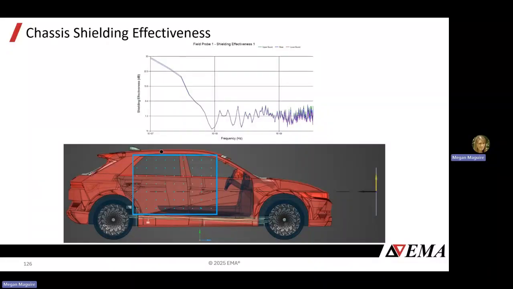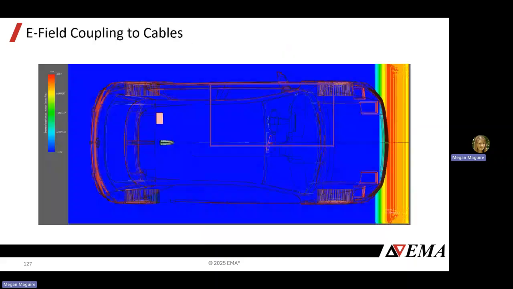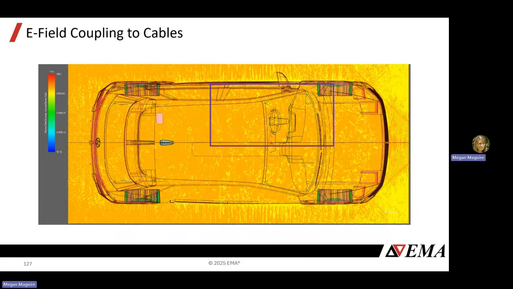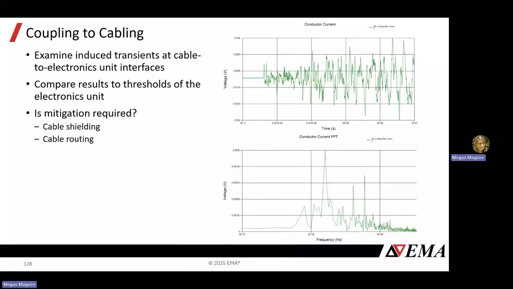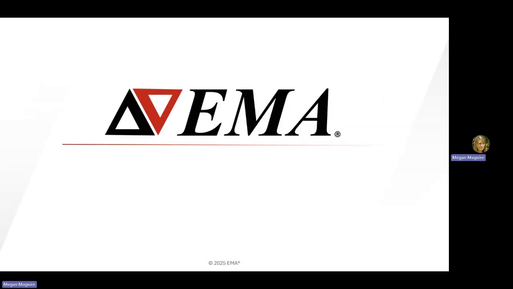So something like chassis shielding effectiveness. So you place a boxed region field probe inside your vehicle, and then look at what fields develop from that exterior source. Similarly, same source, you can look at coupling to the cables and see what the transients are induced on the cable to electronic unit interfaces. Compare those to thresholds for your electronic units, and then determine if you need mitigation. So you can look at maybe what shielding can be added or changed, or maybe different cable routing, and that can be investigated with the simulation.